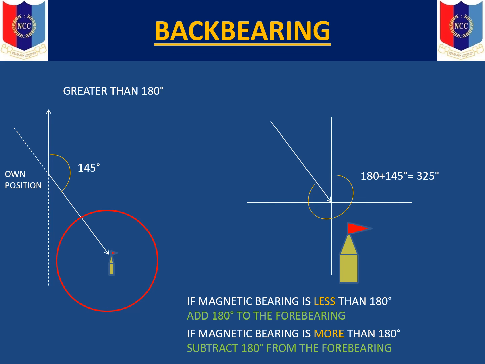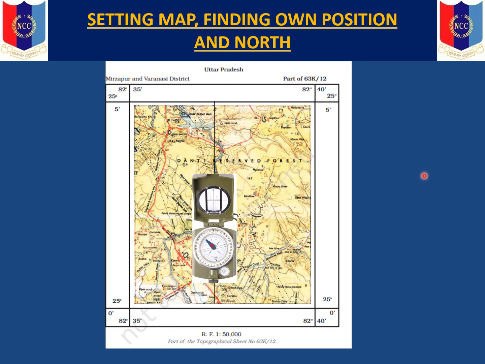And what if the magnetic bearing is more than 180 degrees? You then subtract 180 degrees from the fore bearing. Supposing you are taken to a place wherein you are required to find out the magnetic bearing of an important landmark which you can see from that place, and you have to plot it on the map, then the first and foremost thing which is required to be done is the setting of the map. Now setting of the map is an important step towards finding own position.